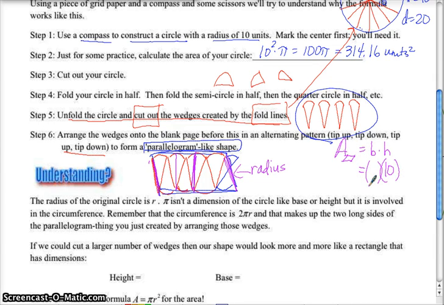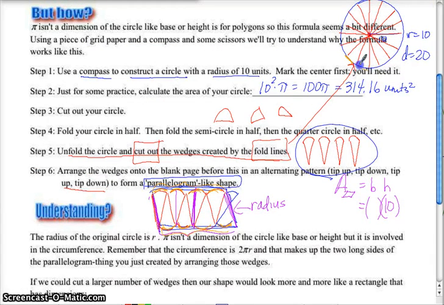But what's my base? Well, my base is this measurement across the bottom, right, or the measurement across the top here. Well, that's all these little arcs. And we're going to have half of the circle's arcs down the bottom, and half of the circle's arcs across the top. Well, what are those arcs coming from? Those are the pieces that are making up the circumference of the circle, right?